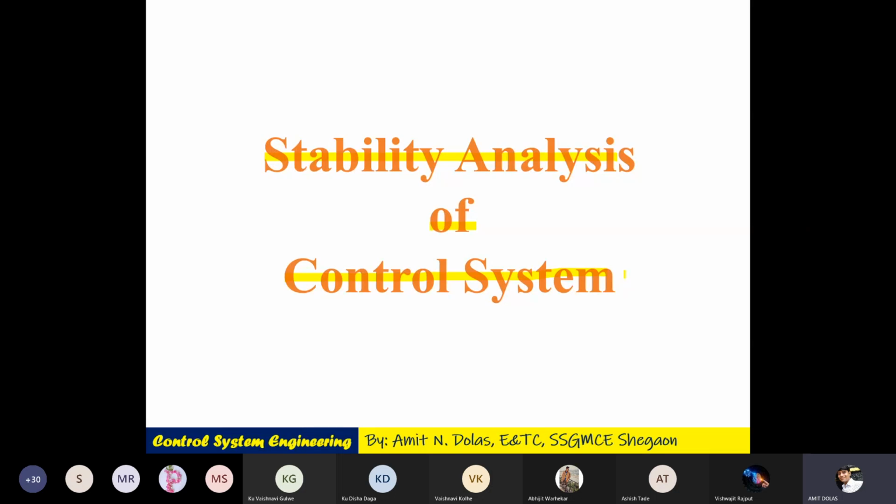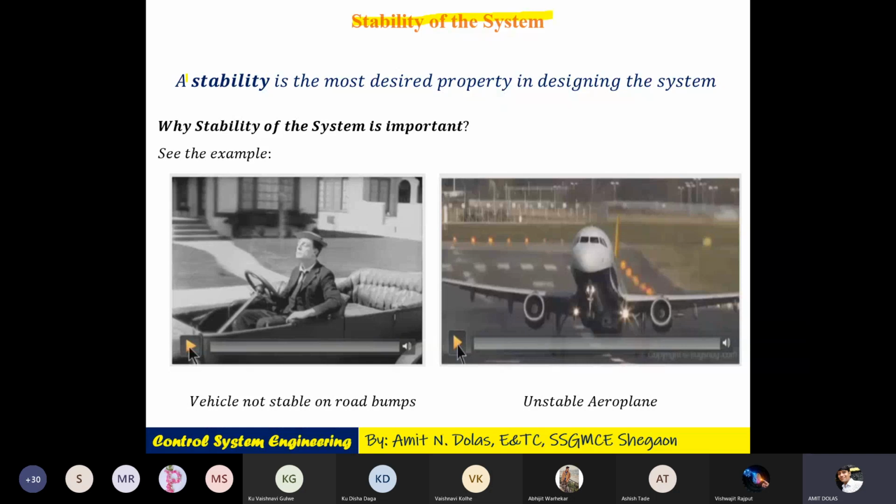Okay, what is the stability? We have already seen this. What is the stability? But we'll repeat the definition. Stability is the most desired property in designing the system. Any system, of course, we need stability. Why stability of the system is important?